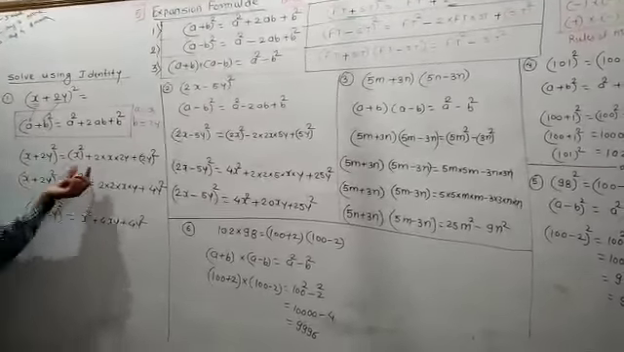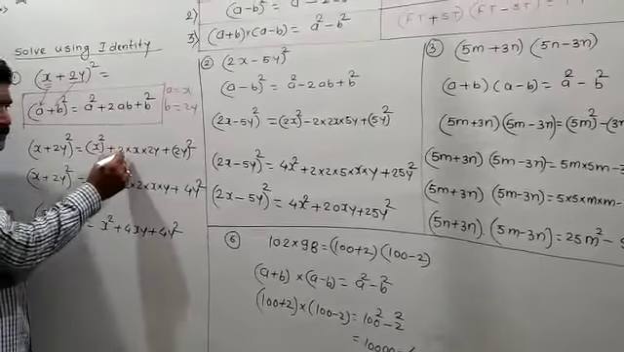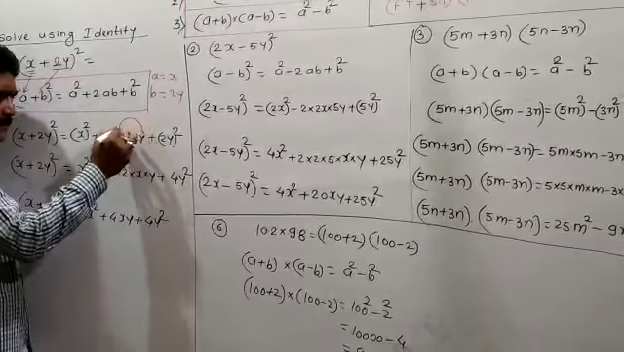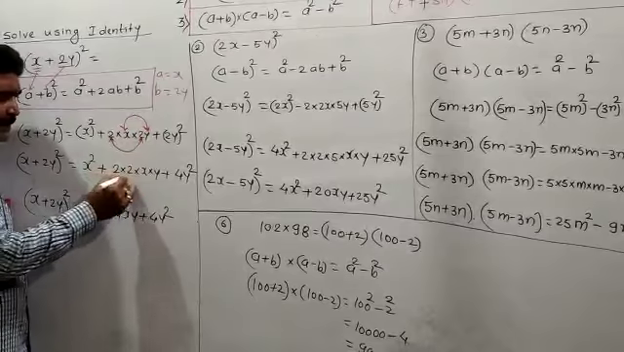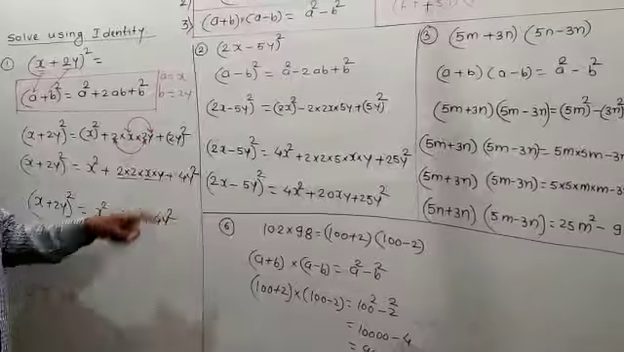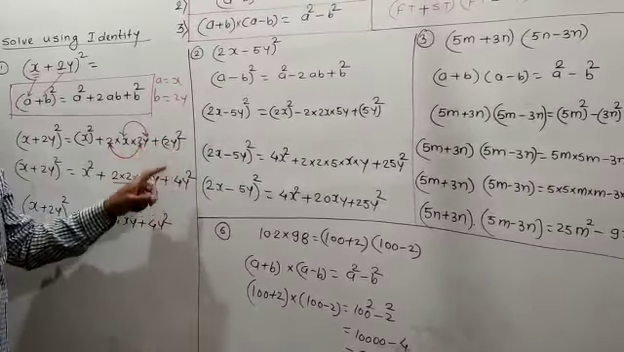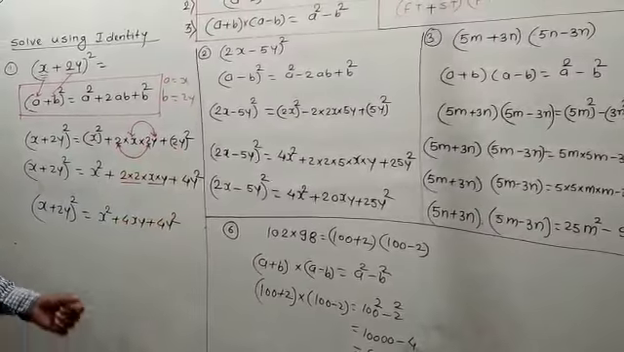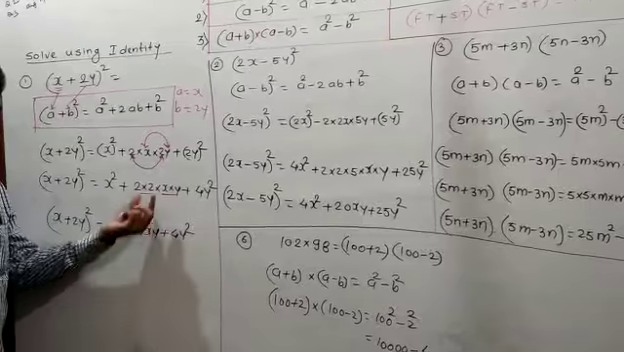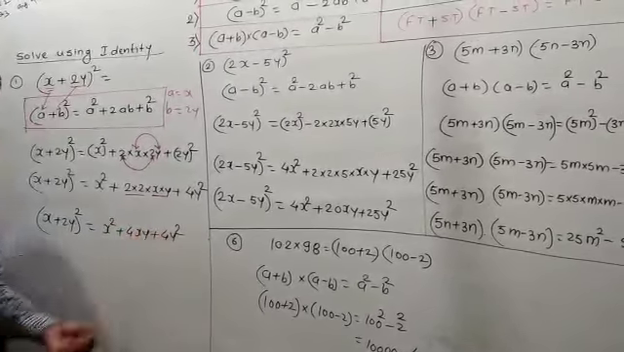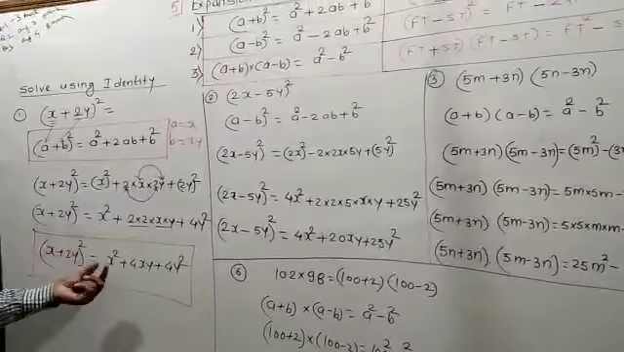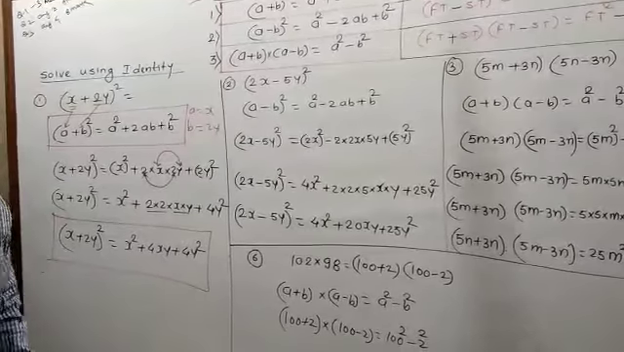x square is x square. Then 2 multiplied by, you write the numeric terms together and the variable terms together: 2 multiplied by 2 into x multiplied by y, and this (2y) square means 2 square and y square. 2 square is 4, y square is y square. So this will come x square plus 4xy plus 4y square. In this way, (x + 2y) bracket square is equal to x square plus 4xy plus 4y square.